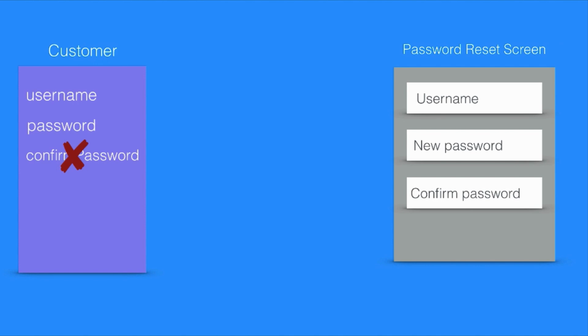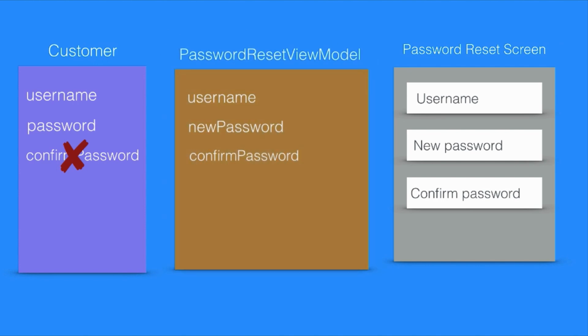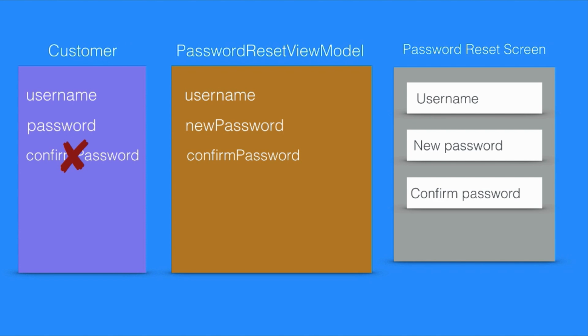Now, if we introduce a view model, it starts to make sense. So we will create a new model, a view model, which will be the password reset view model. And the whole purpose of the password reset view model is to supply the data to and get the data from the password reset screen. This means that username will get the data from the username text field. The new password will get the data from the new password text field. And same with the confirmed password.